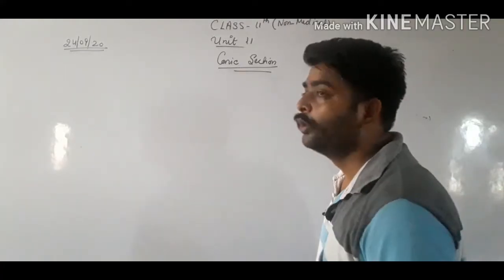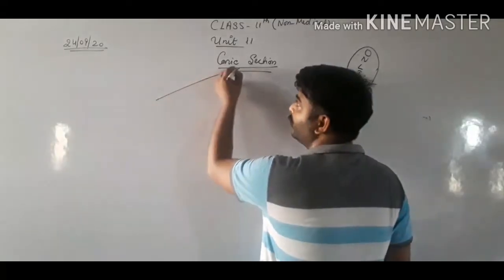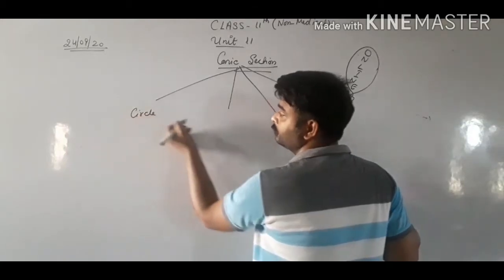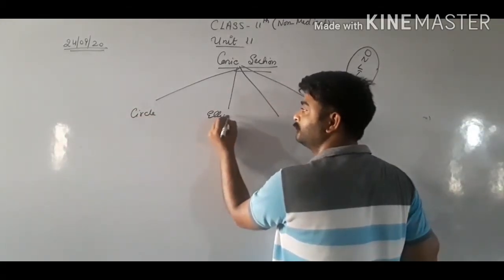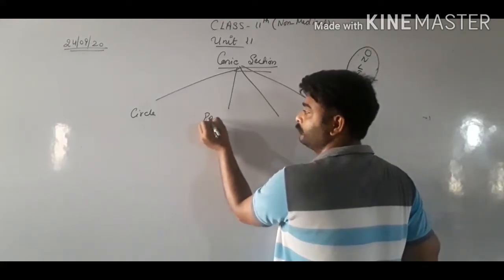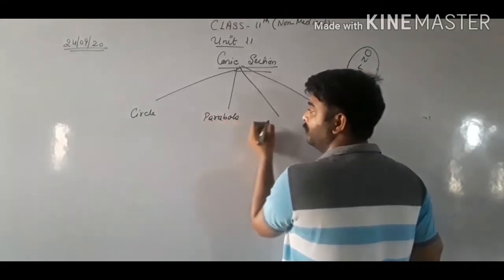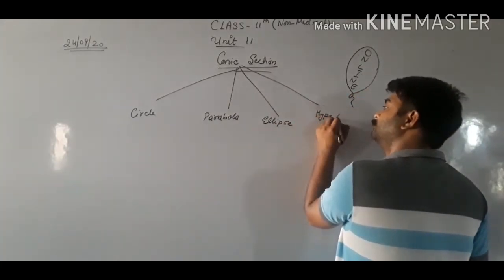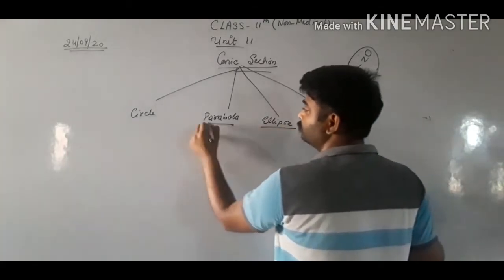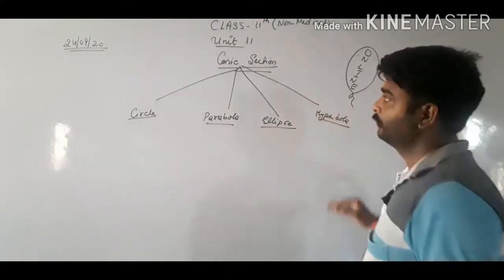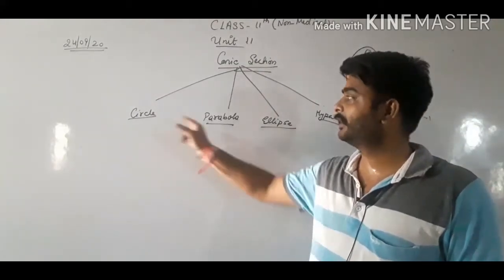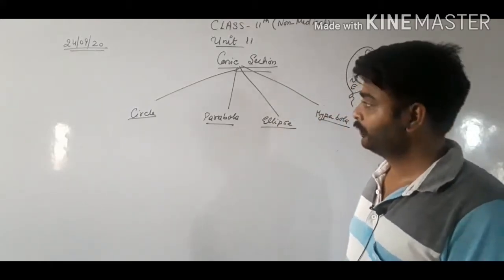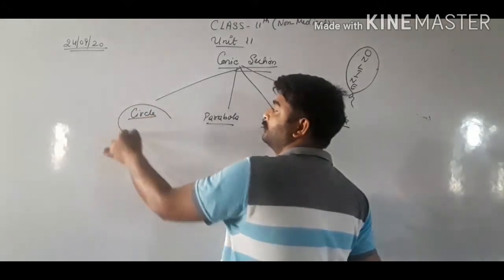Got it class? Now conic section is divided in four parts. First is circle, you can say parabola first of all, parabola, other is ellipse, and fourth is hyperbola. There are four figures, one is circle, other is parabola, other is ellipse, and fourth one is hyperbola. So class, today we are going to study about the circle.